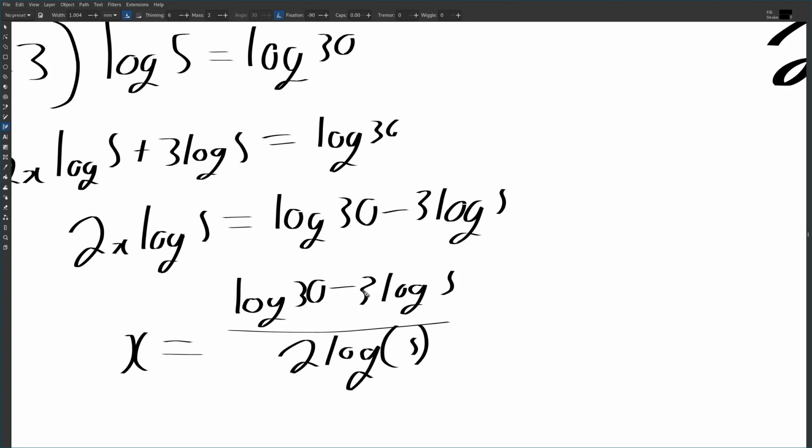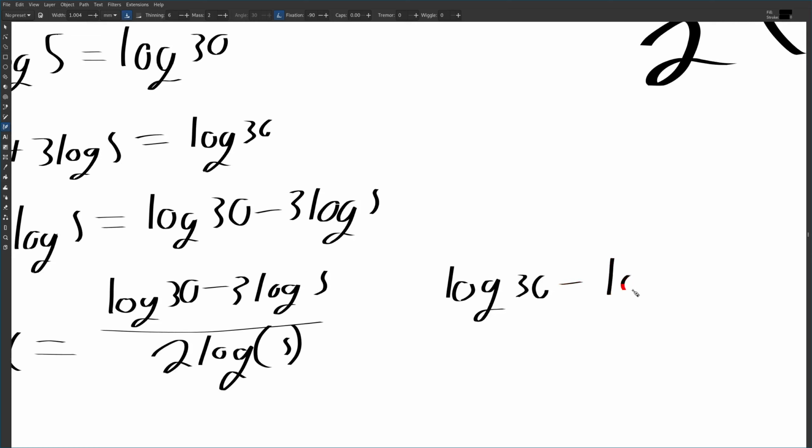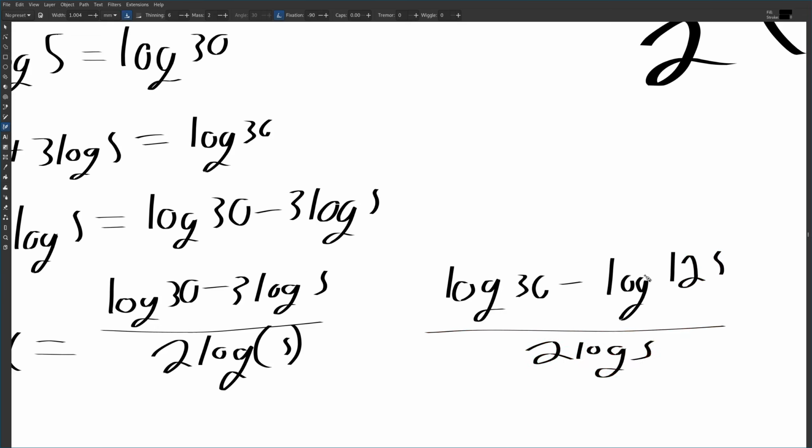And if it made you happy, you could use the division rule here and the product rule to write this as log 30 minus log 125, which is 5 cubed, divided by 2 log 5. And you keep using rules from here to continue.